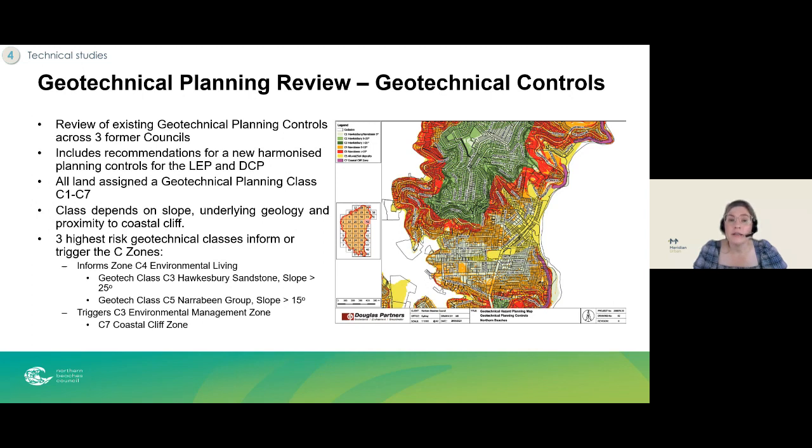The 3 highest risk geotechnical classes have informed the spatial mapping analysis of the draft conservation zones by identifying properties that are at risk from the highest geotechnical classes. I will now hand back over to Andrew.